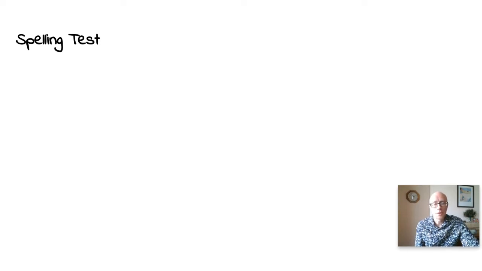Number 3, unnecessary, as in spelling tests are completely unnecessary. Number 4, weird, as in your shirt is weird. Weird. Number 5, xenophobia. Xenophobia is an irrational dislike of foreigners. Xenophobia.